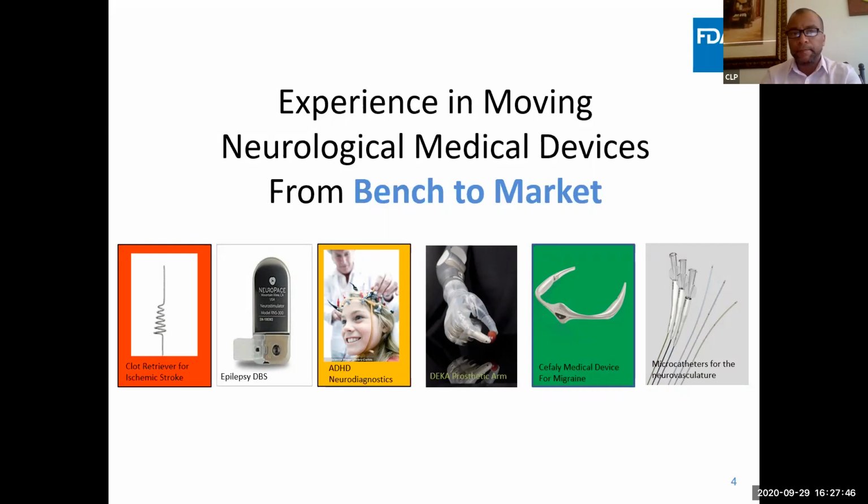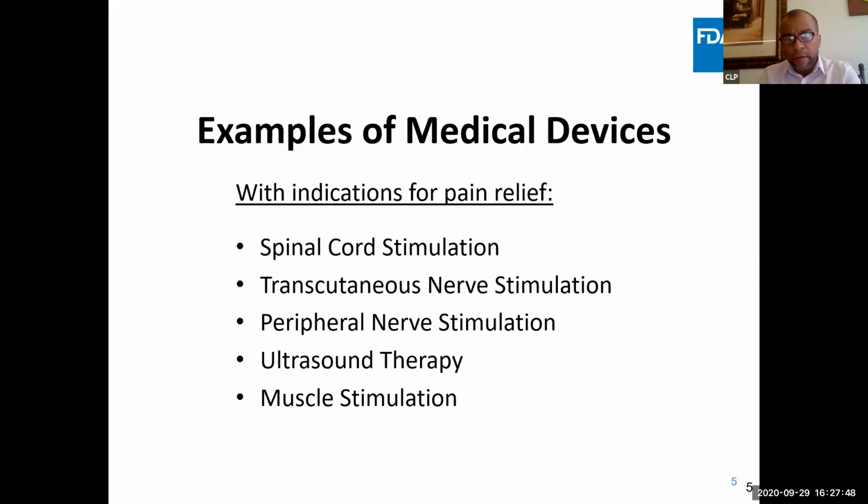Next slide. Here is a list of a few examples of medical devices with indications for pain relief. And for each of these examples, submissions are sent to FDA, for which we tailor our reviews to the safety and effectiveness of that particular product. And they include spinal cord stimulators, transcutaneous nerve stimulation, peripheral nerve stimulation, ultrasound, and muscle stimulation, to name a few. Next slide.